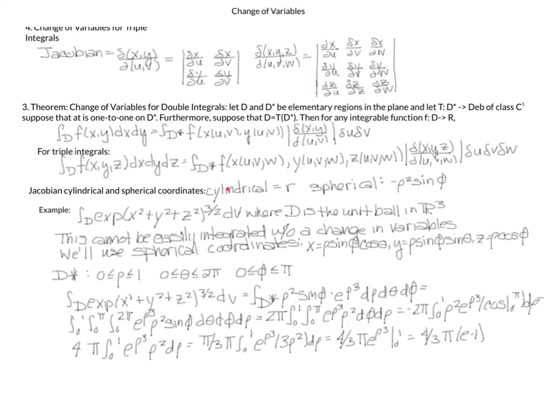The Jacobian for cylindrical coordinates is r. The Jacobian for spherical coordinates is negative rho squared sine of phi. So here is our example.